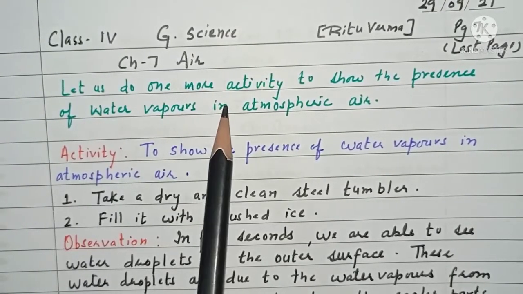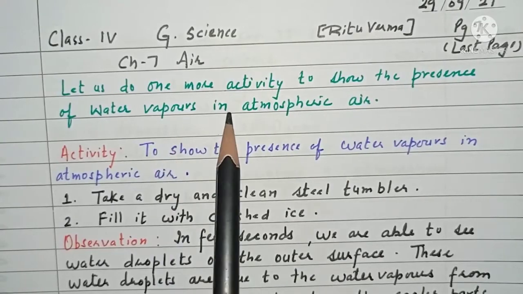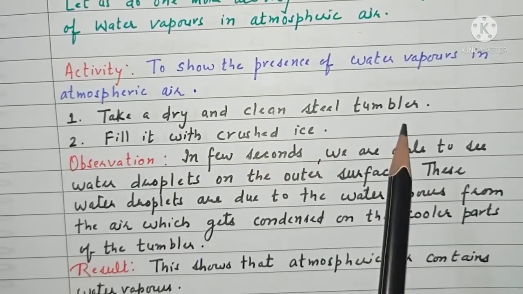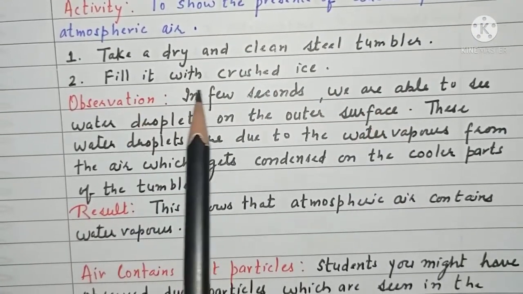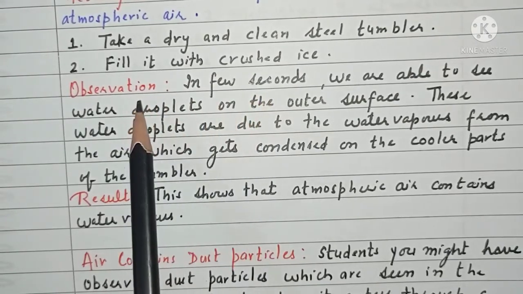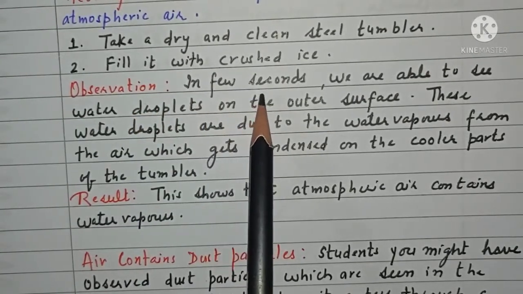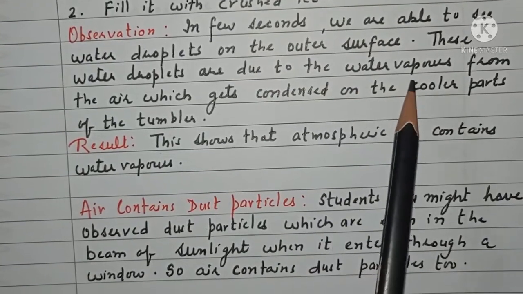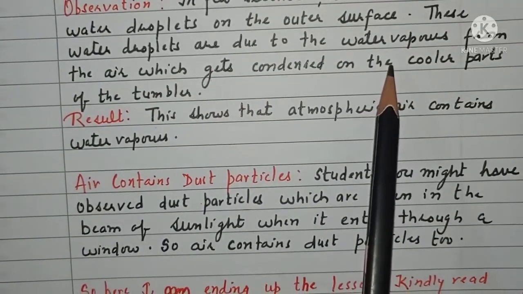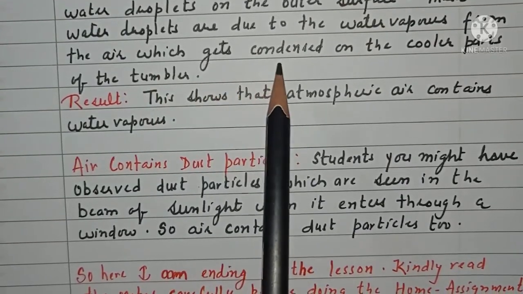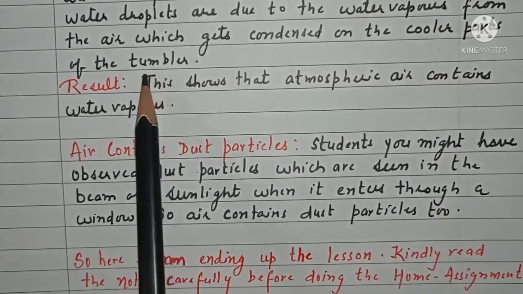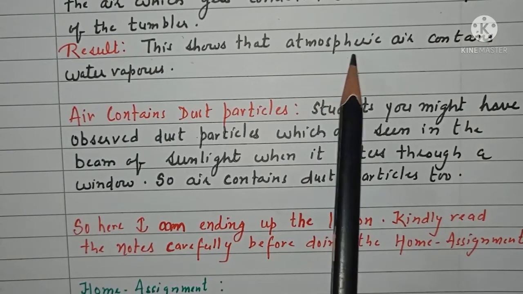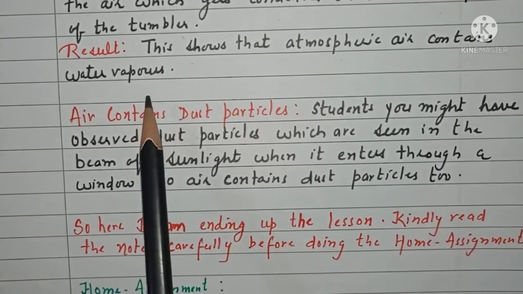Now let us discuss one more activity to show the presence of water vapors in atmospheric air. And for this, we'll be needing a dry and clean steel tumbler. It may be a glass. Fill it with crushed ice. And what we will observe in few seconds, you might have observed this thing, we are able to see the water droplets on the outer surface. These water droplets are due to the water vapors from the air, which gets condensed on the cooler parts of the tumbler. This shows that atmospheric air contains water vapor.